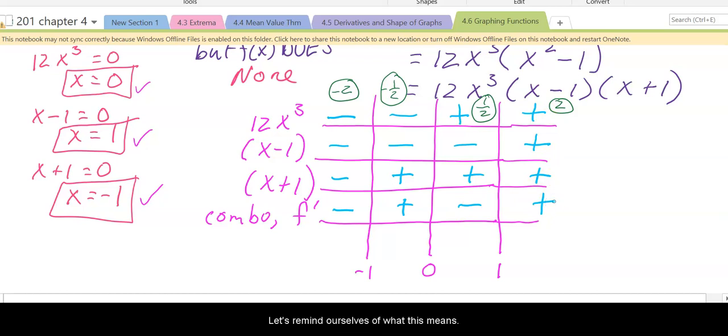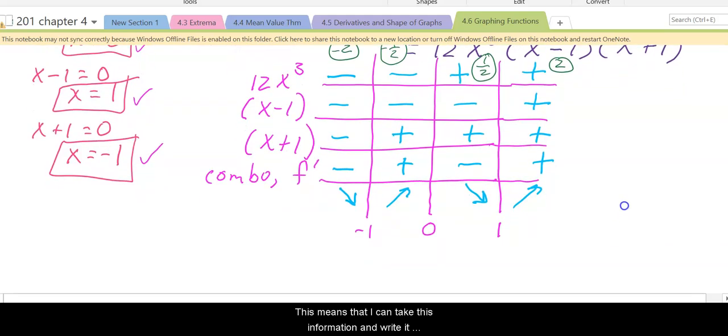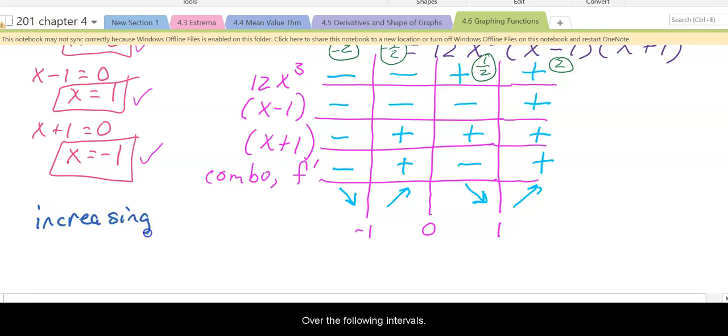Let's remind ourselves of what this means. When the first derivative is negative, it means it is decreasing or going down. That means in these two regions, it is going downhill. When the first derivative is positive, the function is increasing or generally going uphill. This means that I can take this information and write it down over here to the side and keep track of it.